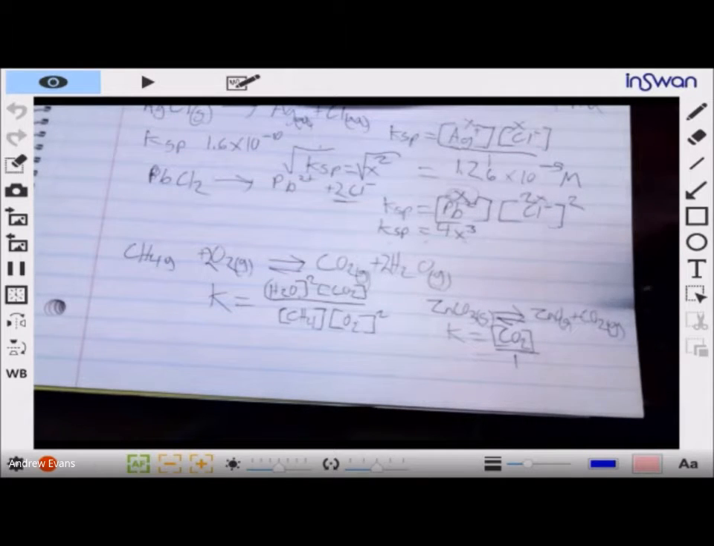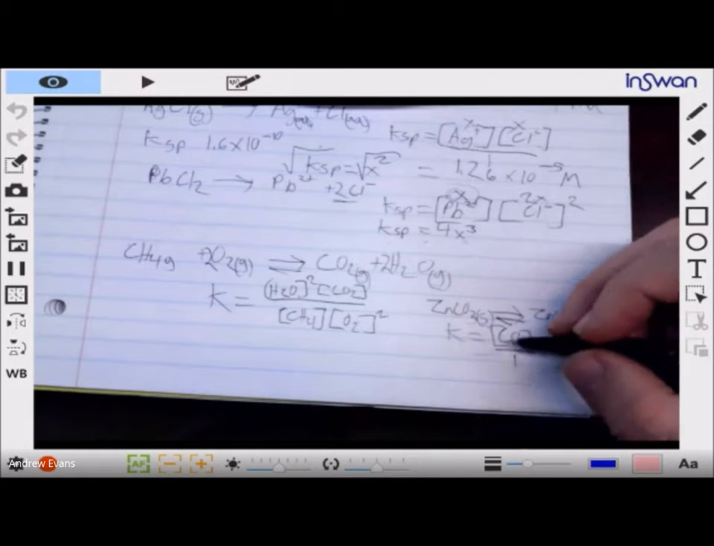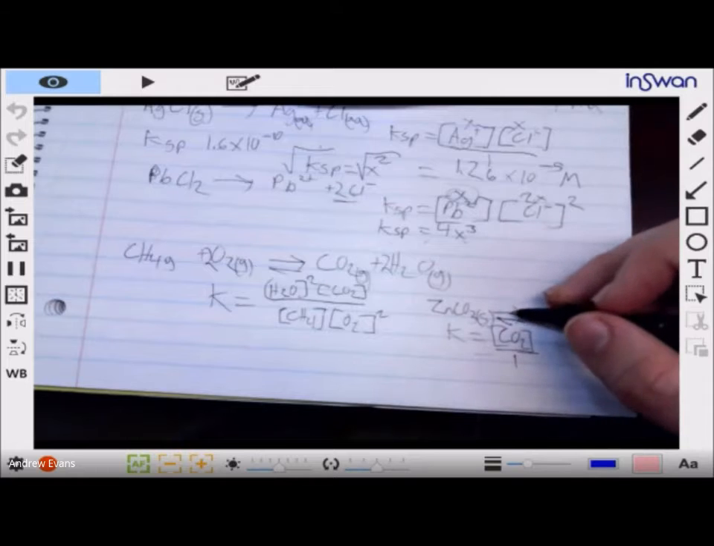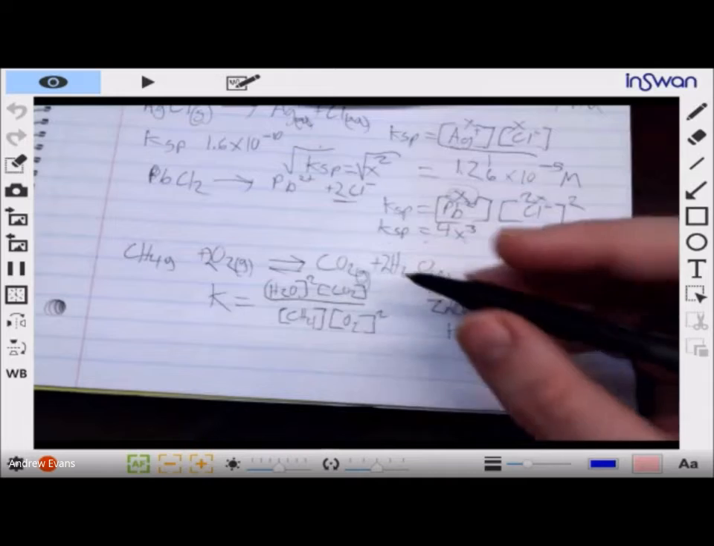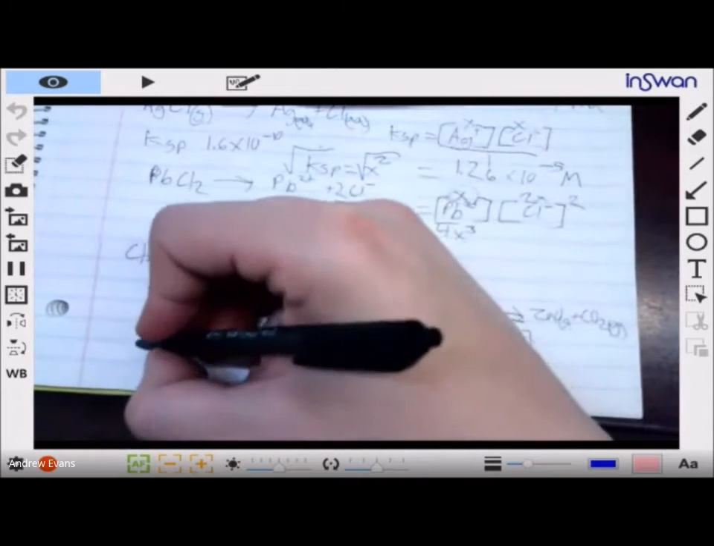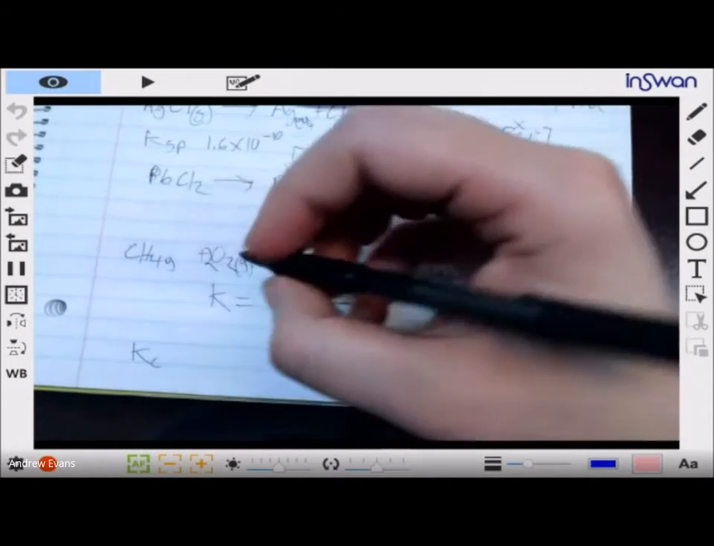So we can look at these, but our K expression is just an understanding of how a reaction is going to go. We could look at K as aqueous concentration, or we can look at K as a pressure. We can exchange the two based on the following relationship.